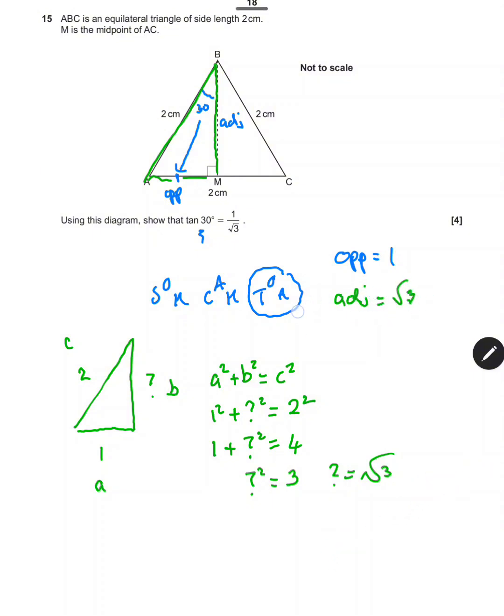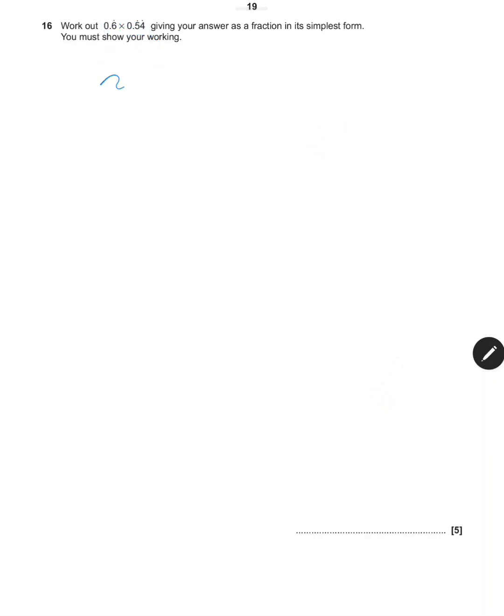And if I just go back to this here, the tangent of 30, the angle that I'm interested in, equals my opposite over my adjacent, which is 1 over root 3. Exactly what they told me it was. Question 16, we've got some recurring decimals and we're told to multiply them together. We want an answer as a fraction in its simplest form, so I'm going to change these into fractions first.